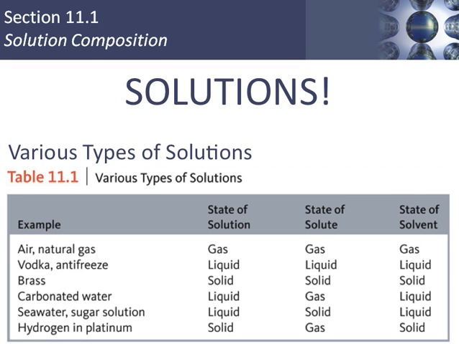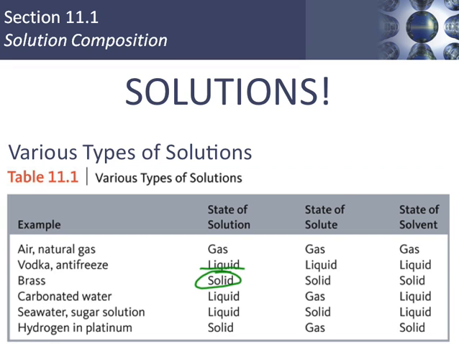And then vodka and antifreeze. I'm so glad the textbook decides to use alcohol for an example. That's just great. So we're mixing two liquids together. Our solute and solvent are liquids, making a final solution that is a liquid. Brass, we already looked at the other day. What was in brass? Who remembers? Copper, exactly. And that zinc and copper together are solids, making a final solution that is solid.